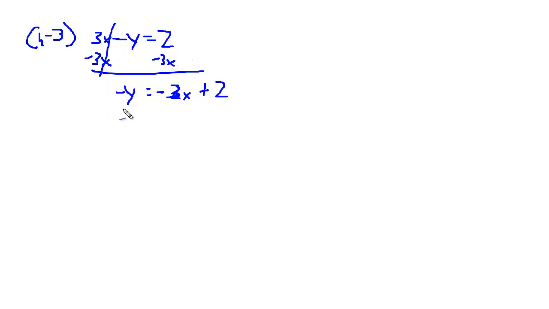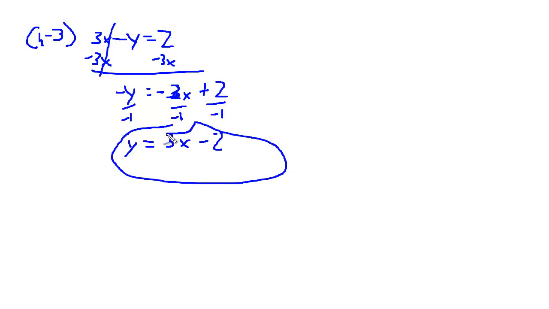The 3 simplified. Now we're going to divide everything by negative 1 because there was a negative in front of the y. So y is equal to 3x, since two negatives make a positive, minus 2. This is our original line. Now, this is not the slope of our new line.